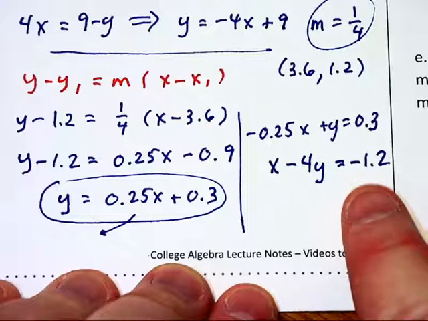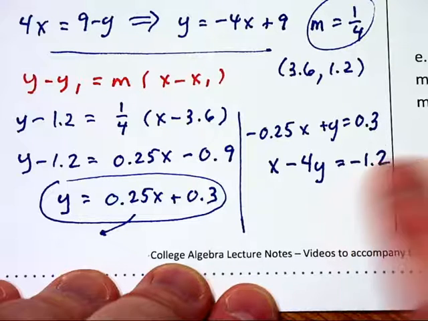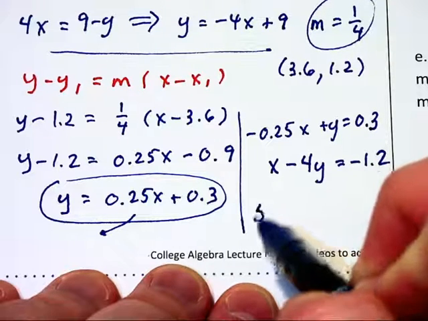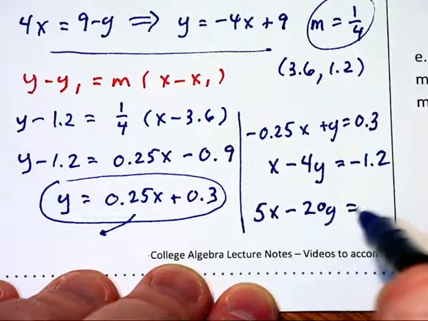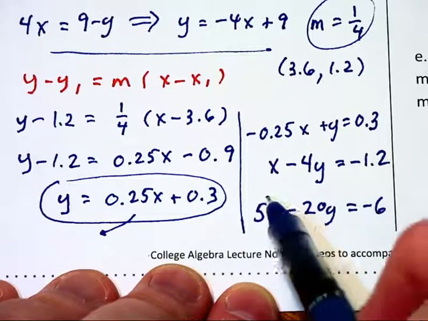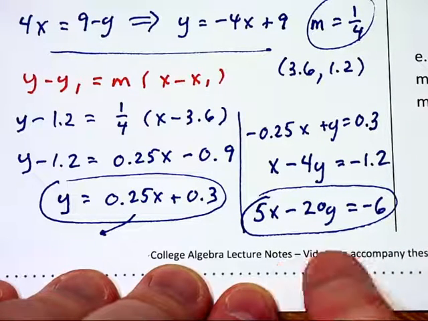Now I could write my answer that way, but I've got decimals in there. I'm going to multiply through by 5, and that will make this a number, negative 6 on the right. That will give me 5x minus 20y equals negative 6, and there's no fractions or decimals anymore. We have a nice standard form with just integers.